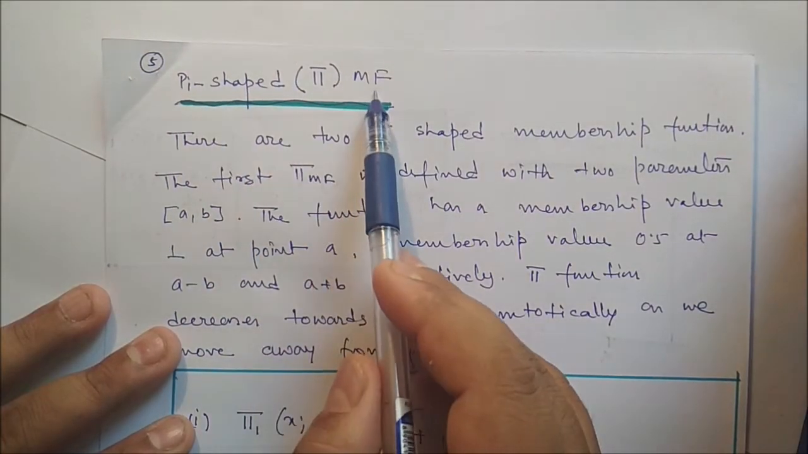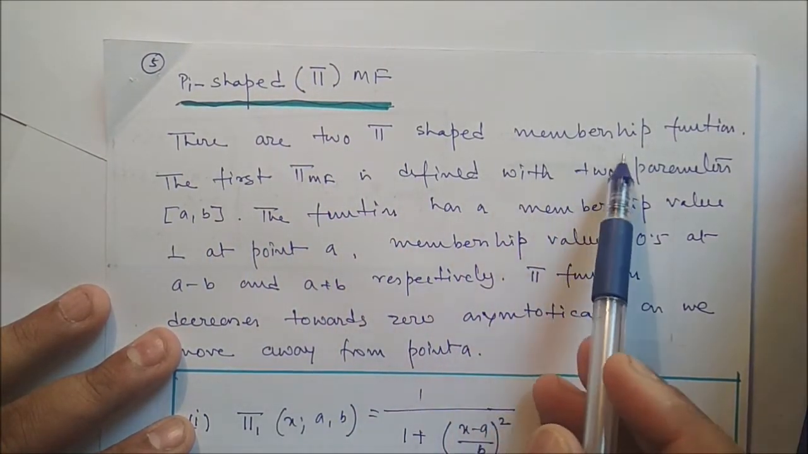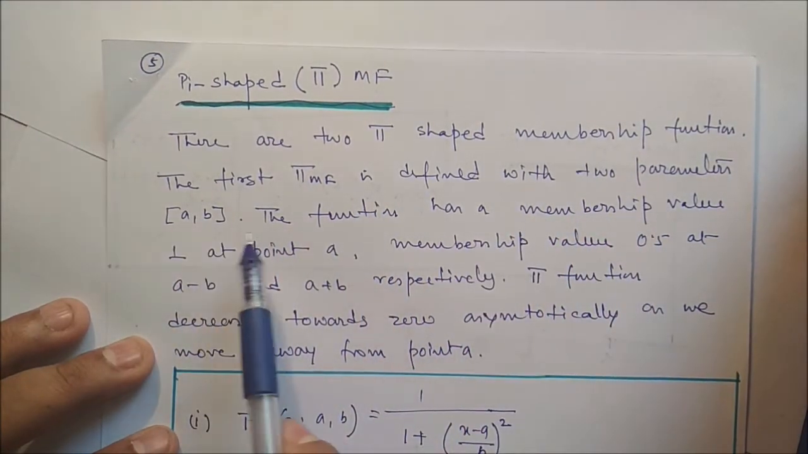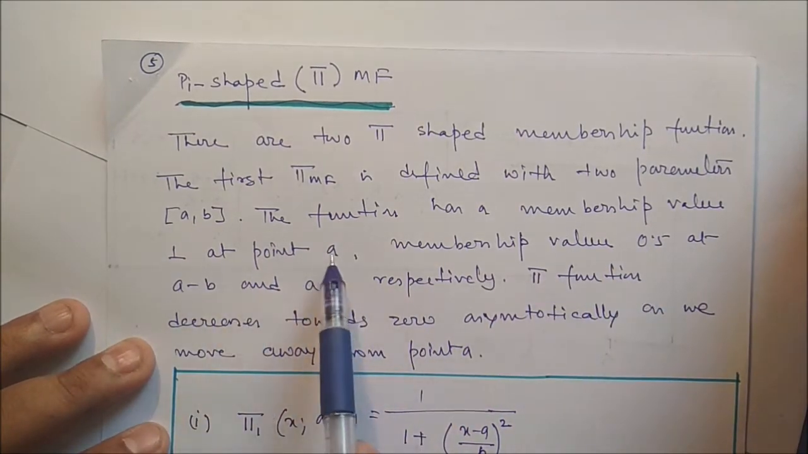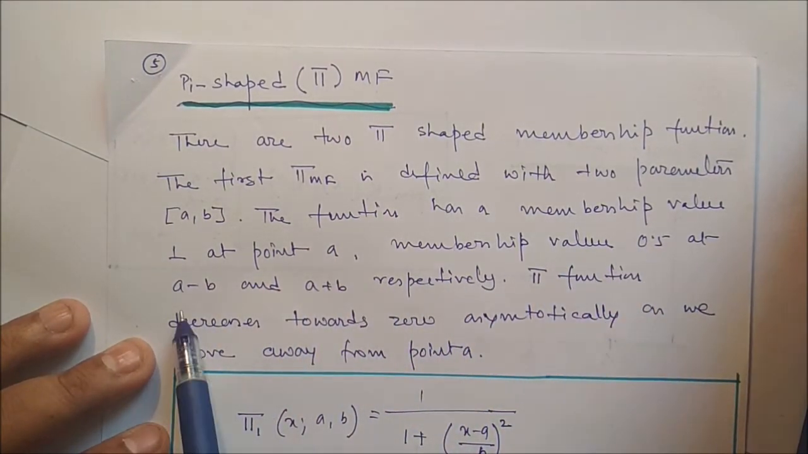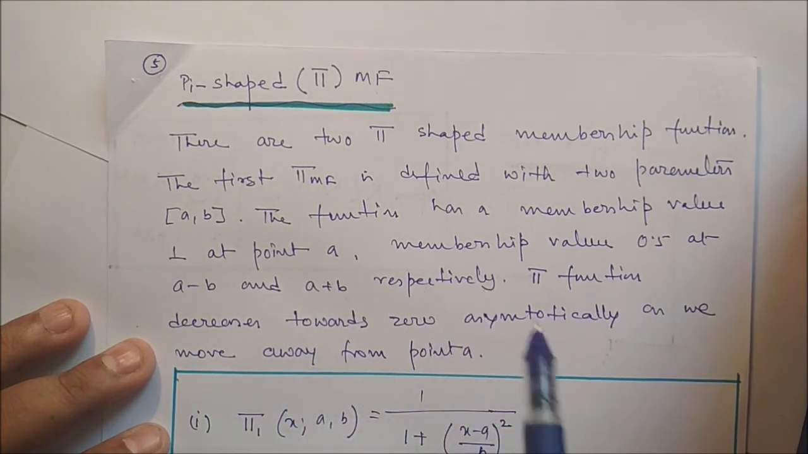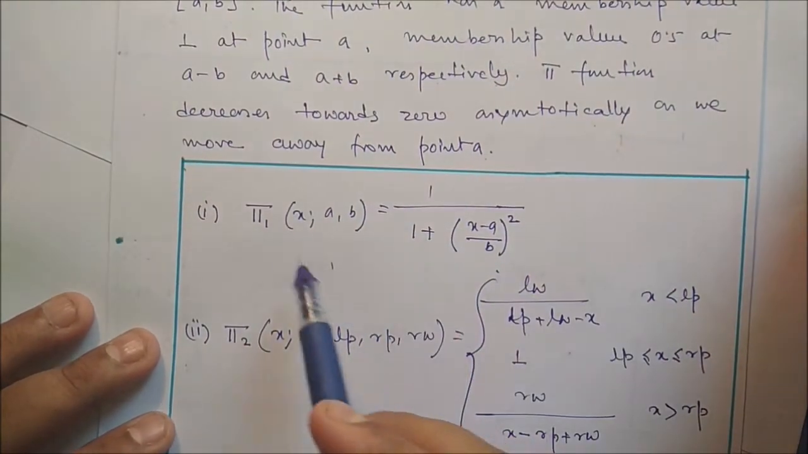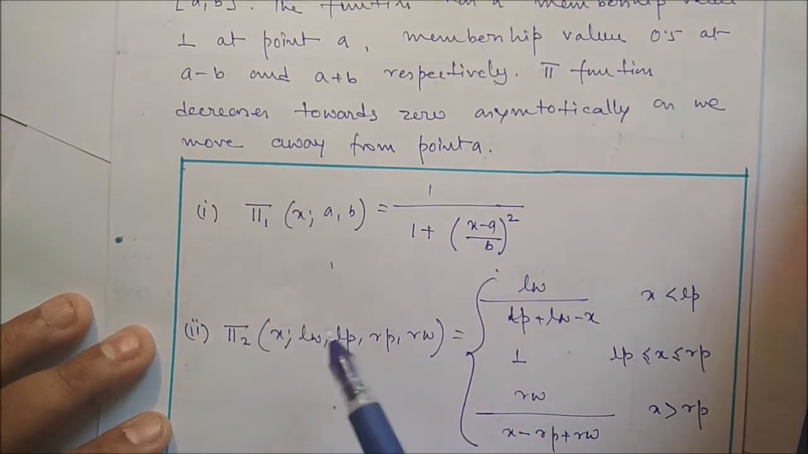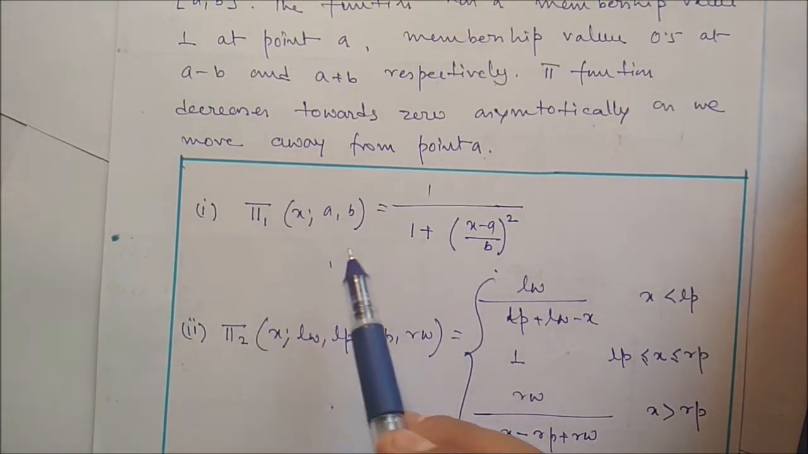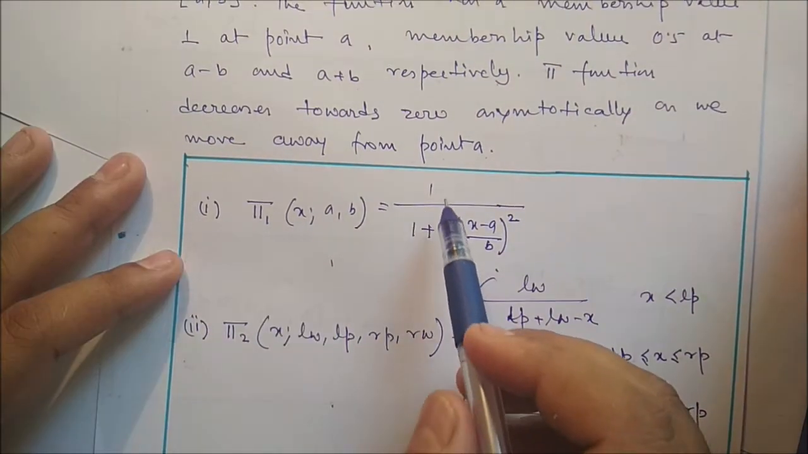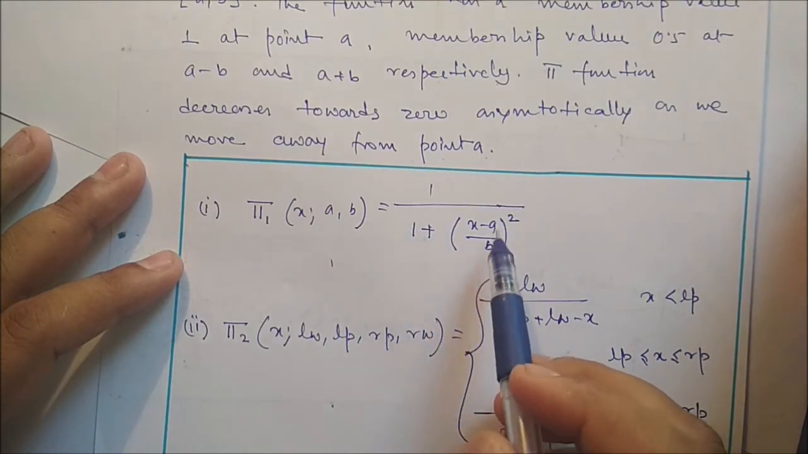Next is the pi-shaped membership function. There are two pi-shaped membership functions. The first pi-shaped membership function is defined with two parameters a and b. The function has a membership value 1 at point a, and membership value 0.5 at a minus b and a plus b respectively. Now the pi function decreases towards 0 asymptotically as we move away from the point a. There are two ways we can represent the pi membership function. Pi 1, this is the first way, x, a comma b, two parameters a and b. The formula is 1 by 1 plus (x minus a by b) whole squared.